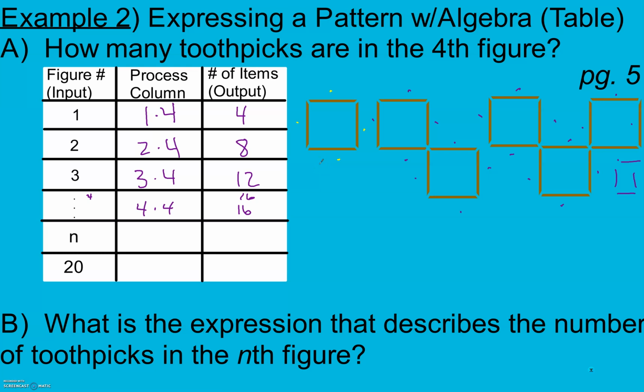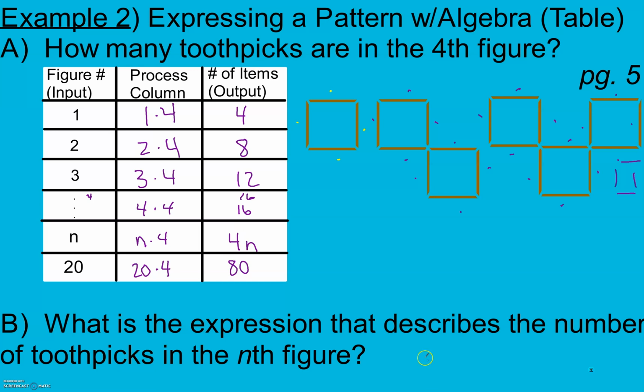So if it was going to be 20, the 20th figure is going to have 20 separate squares, and each square is going to have 4. So there we'd have 80. And it's the same idea if we don't know the figure number. If we don't know how many squares there are, we know that it's n. We've decided that it's this number, we just don't know what that number is. But we know that each one of those squares is going to have 4 toothpicks. So we can rewrite that as 4n.